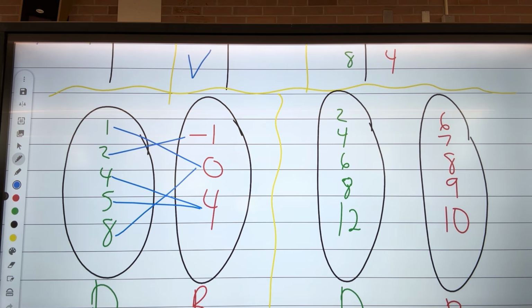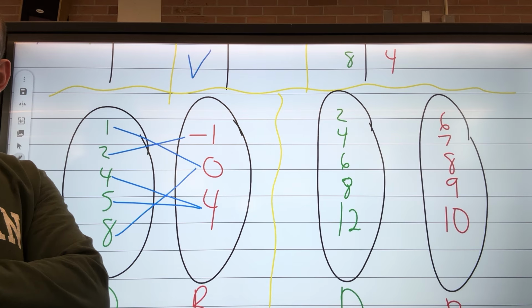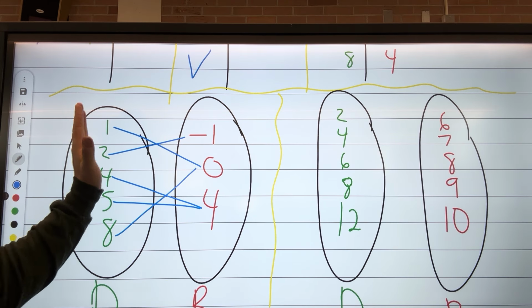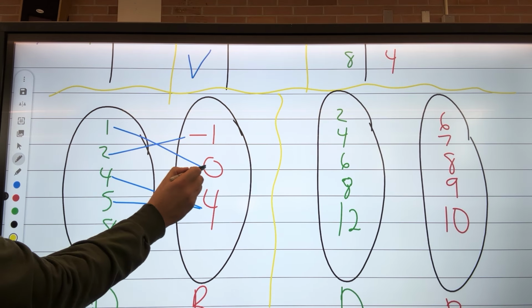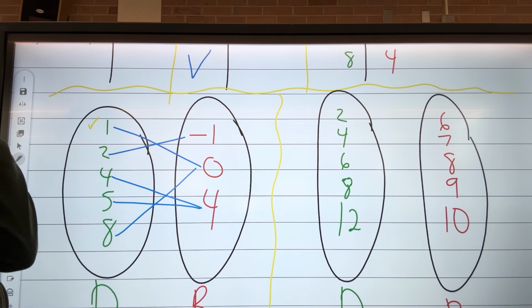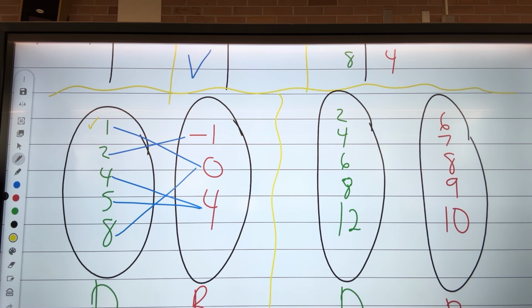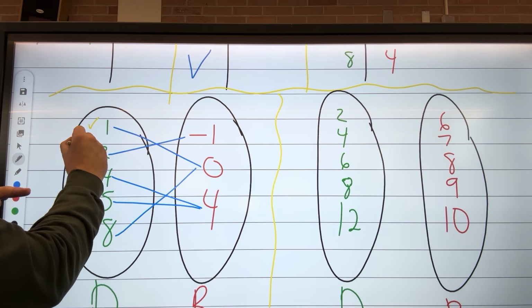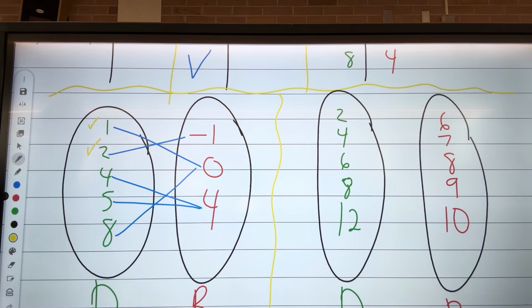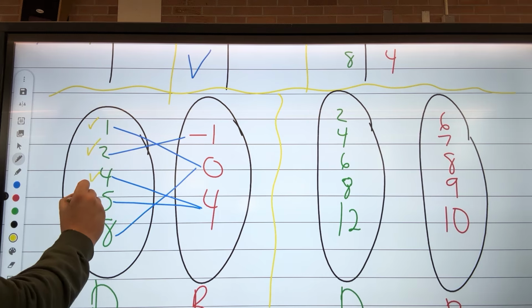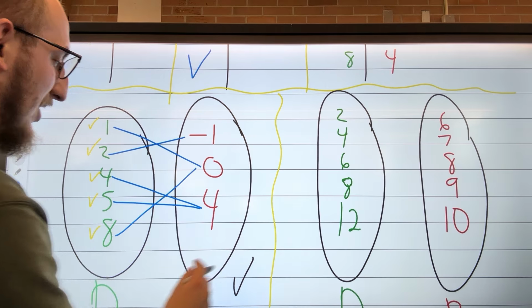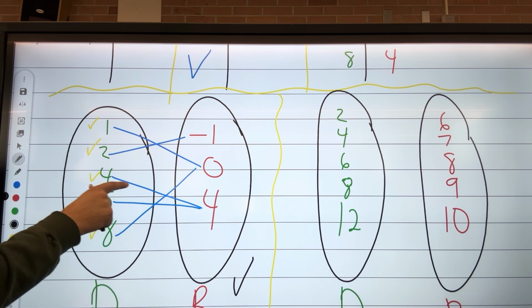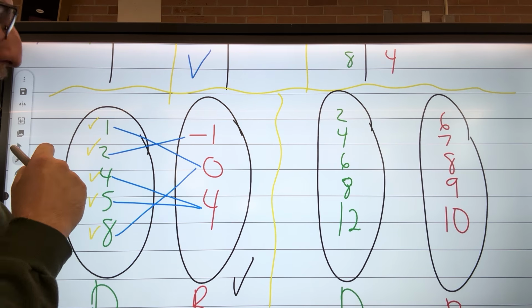Is this a function? Is there only one road from the input to the output bubble? Well, if I look at this, 1 only has one road coming from it. So 1 is a functional input. What about 2? 2 only has one line. 2 is a functional input. 4 only has 1. 5 only has 1. 8 only has 1. Check, this is a function because each input only takes you to one output.